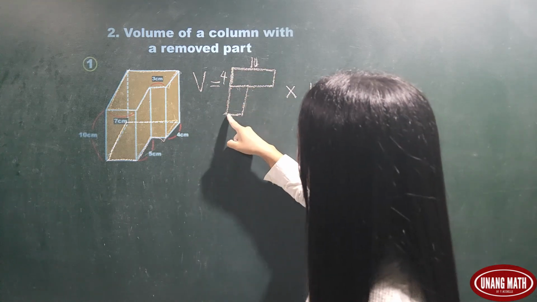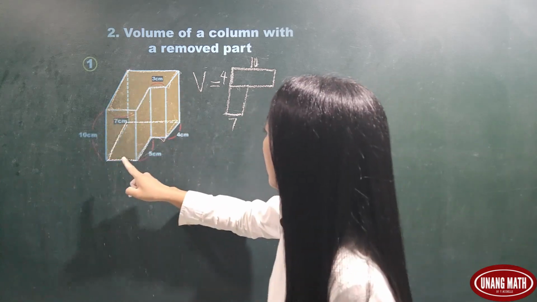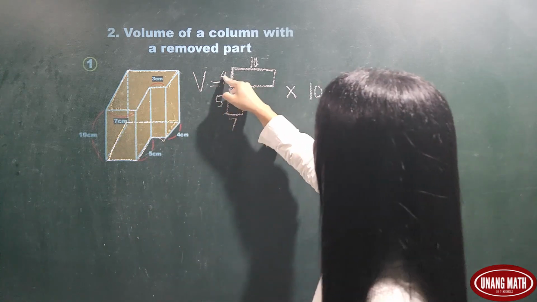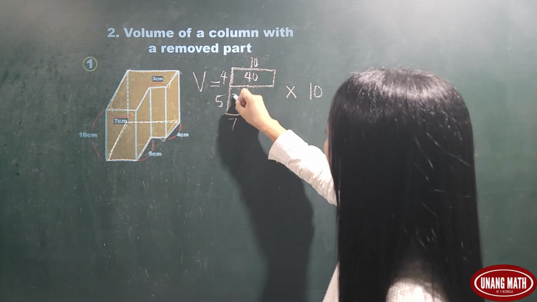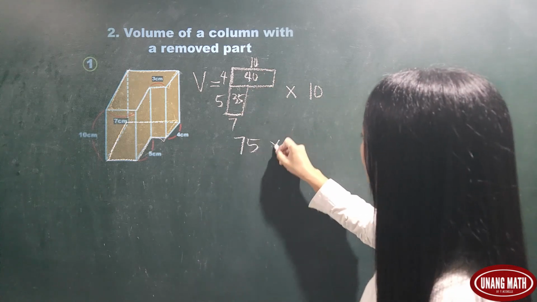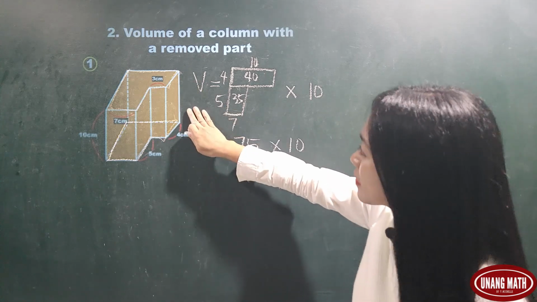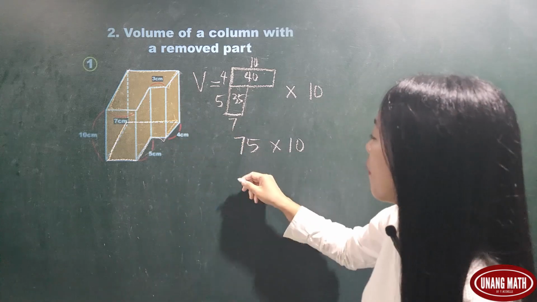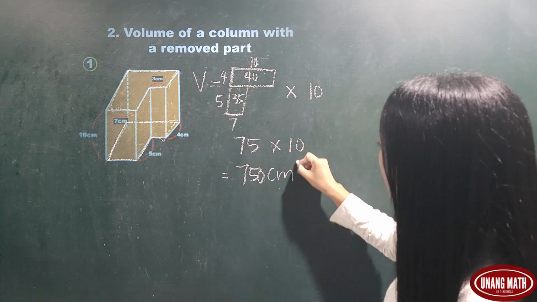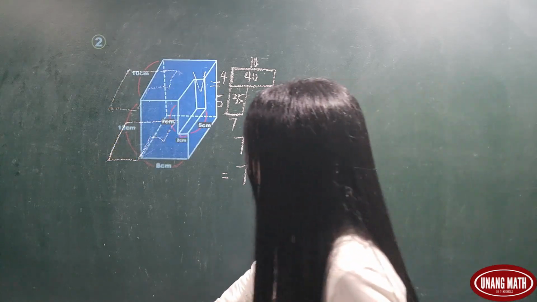Okay, what about this side? It's given that it's 7. And from here to here, it's going to be 9. So meaning this is 5. So this is 40 and this is 35. So 40 plus 35, that's 75. So 75 times 10, then that means the volume of this prism with the removed part is equal to 750 cubic centimeters. Okay, another figure.